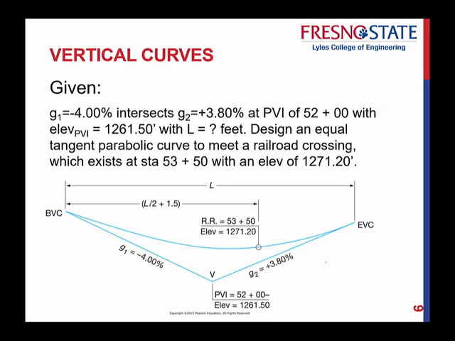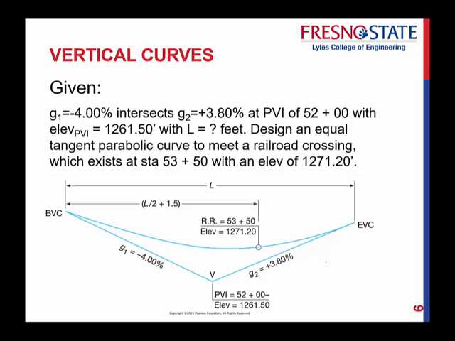Okay, so now let's have another example. This is a little bit different. Now what we want to do is find out the information you do have and what's known. So if I give you the grade G1 and I give you G2, and I give you a station at the PVI of 52, and then also give you an elevation at the PVI. But what we don't know is L. We don't know the length of this vertical curve.